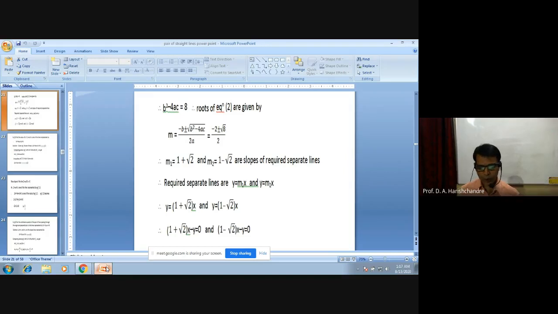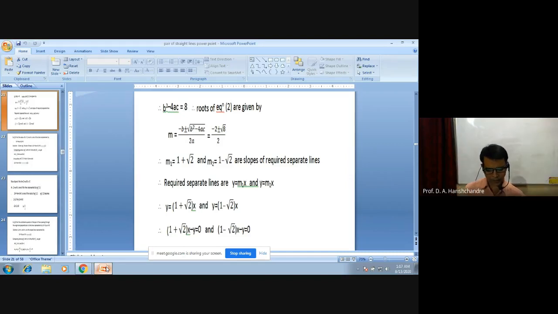These are the slopes of the two separate lines which are included in equation 1. And from that you can obtain the equations of the separate lines. Since the separate lines are passing through the origin and you know their slopes m1 and m2, from that you can obtain their precise equations, and the formula for obtaining their equations are y is equal to m1x and y is equal to m2x. Here replace the value of m1 as 1 plus root 2. So the equation of the first line will be y is equal to 1 plus root 2 into x, and the equation of the second line will be y is equal to 1 minus root 2 into x.